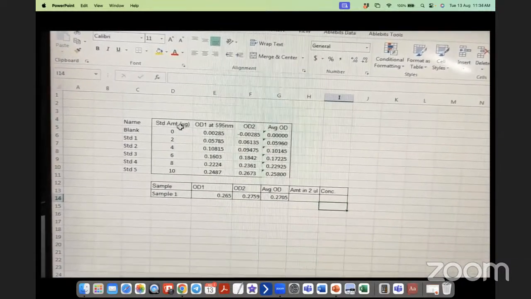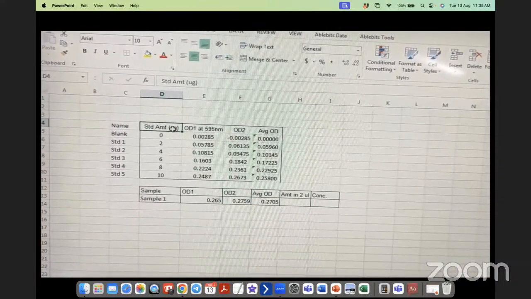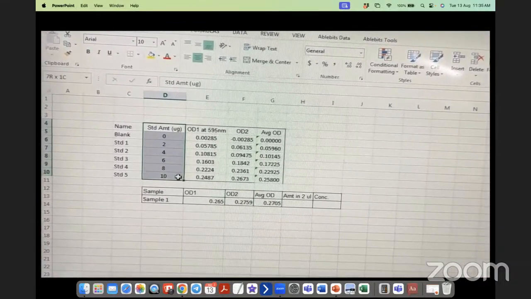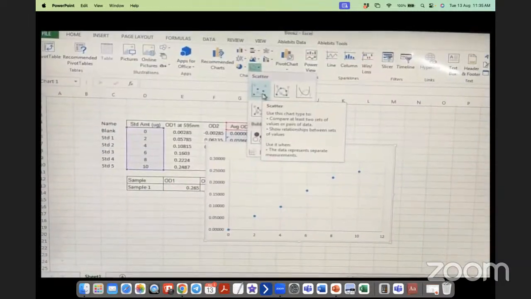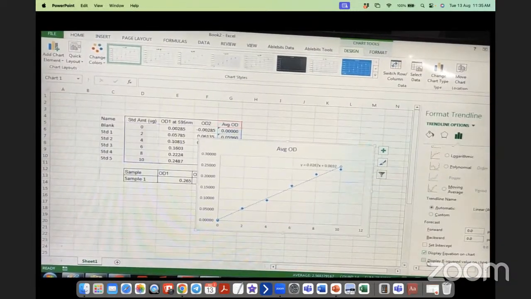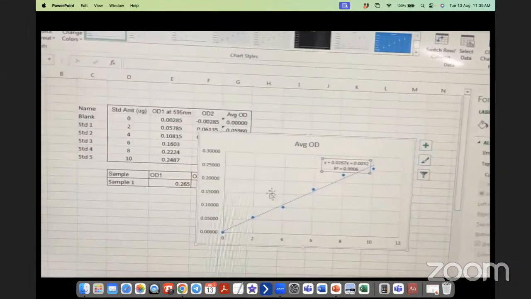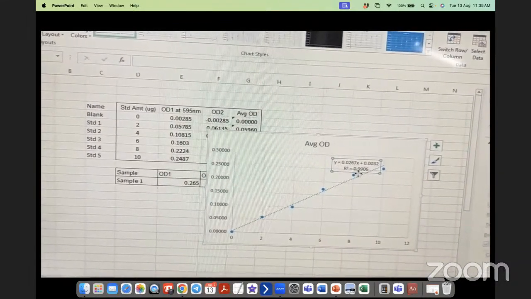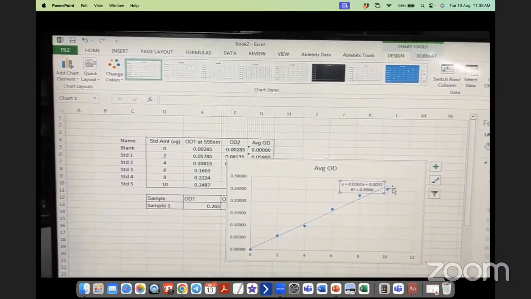So the next step is to plot the standard curve for BSA. For this, sample amount and average OD are to be taken. So here we have the plot for the standard. Also, the R-square and equation are displayed, and we can see that we have got an R-square of 0.99, which means that we can use this equation for the quantification of the unknown sample.